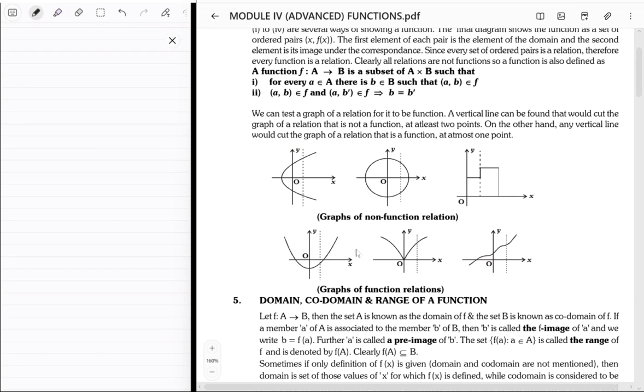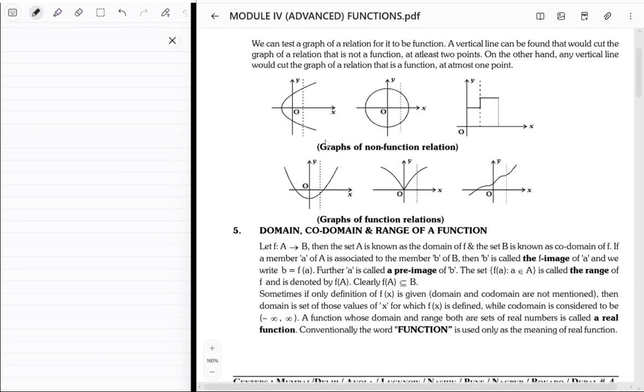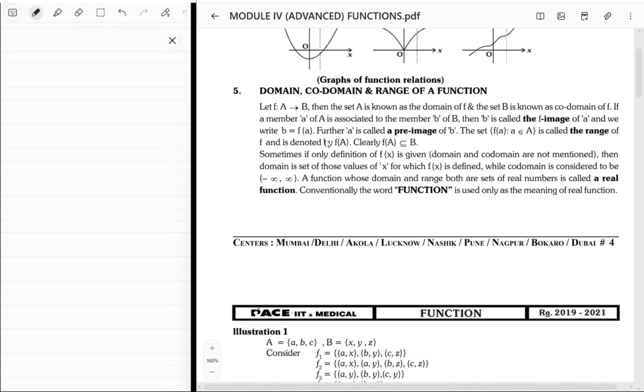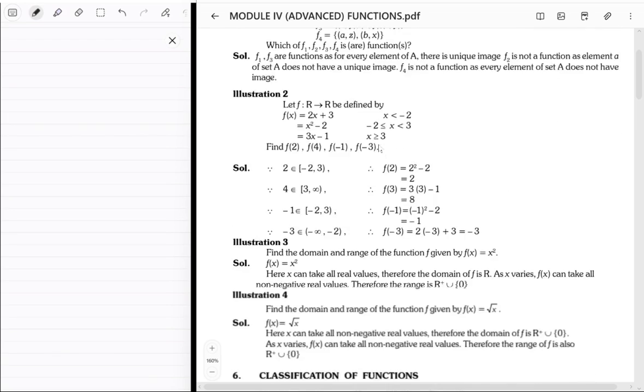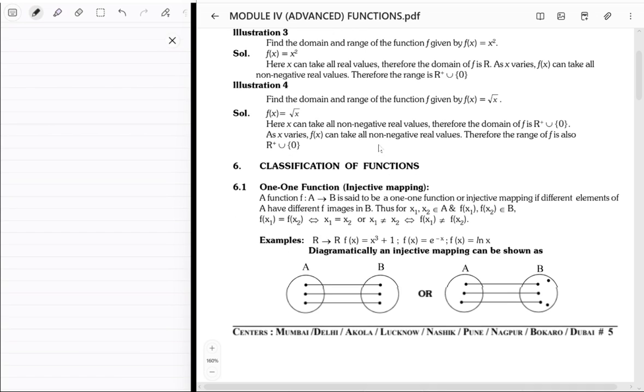Graphs of non-function relations. Oh, okay, wait, this is a graph of a function. Yeah, this is a function relation, this is a function. You get the idea. Codomain and range of the function: f from A to B, then the set A is known as, hey, we already know that, right? You don't need to explain it multiple times. Just give us what one-one, many-one and all those kinds of functions are.